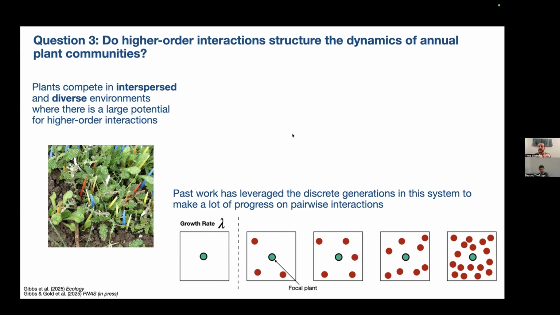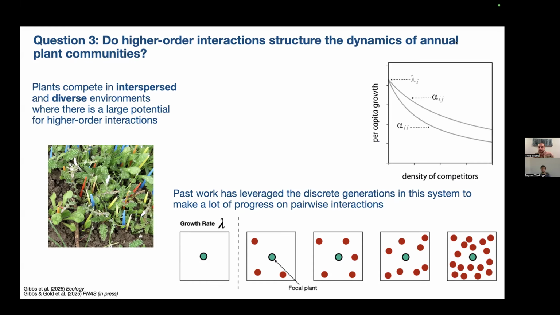And then you can just fit some curve to the decline in fecundity with the increasing density of background competitors to get these pairwise interactions I've been telling you about. So there's a little diagram of what that might look like. And so the slope of the decline in this curve is a proxy for, or equivalent to, this Aij or alpha ij parameter.